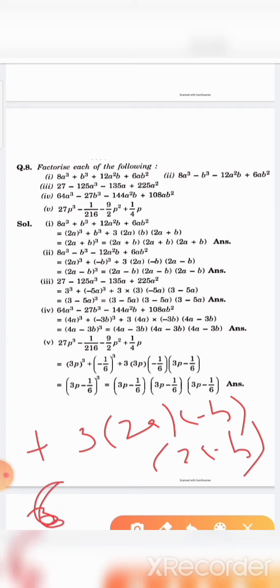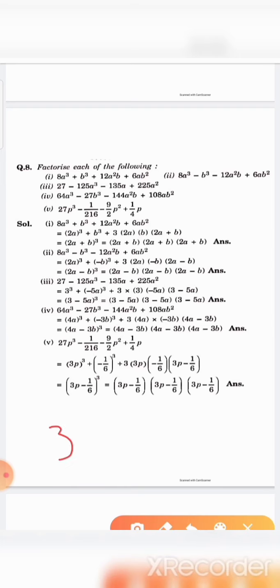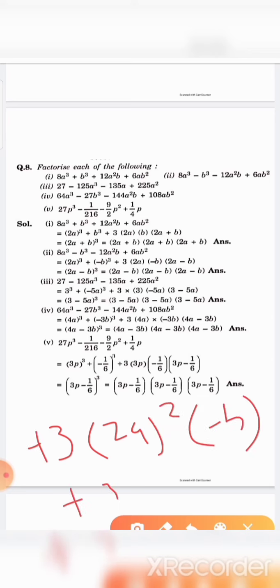For that we write 3a square. Here a is 2a whole square and b is minus b, and in the second step plus 3 into 2a minus b whole square. We find 2 twos are 4, 4 threes are 12, and plus minus minus, so it is minus 12a square b. And in the second, minus minus plus, so b square, and 3 twos are 6, 6ab. So this is our step, and after this step it is in the form of the RHS of identity number 6.